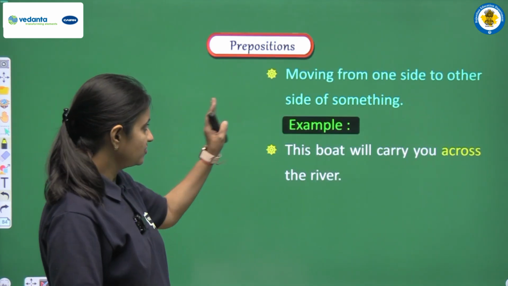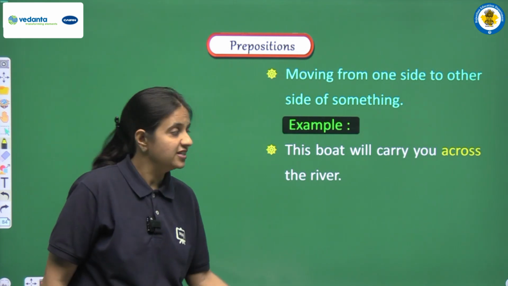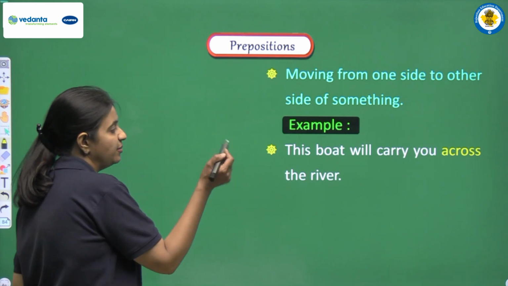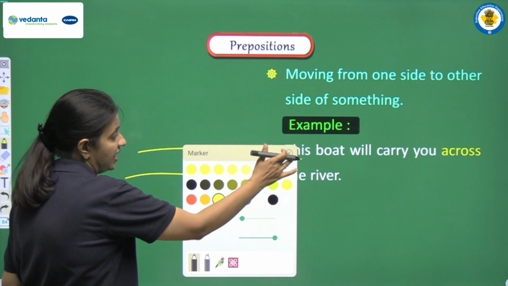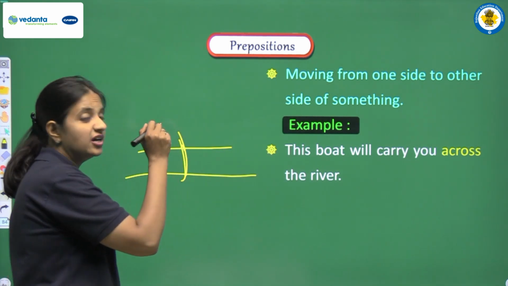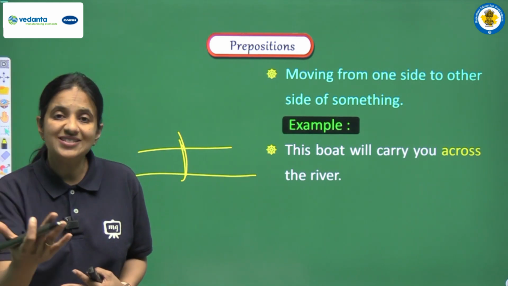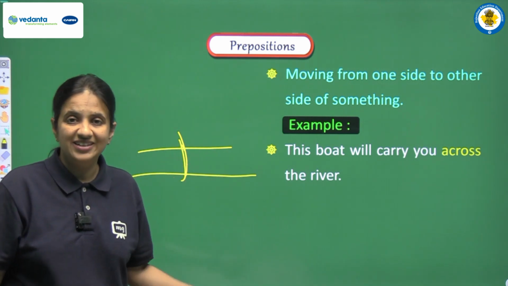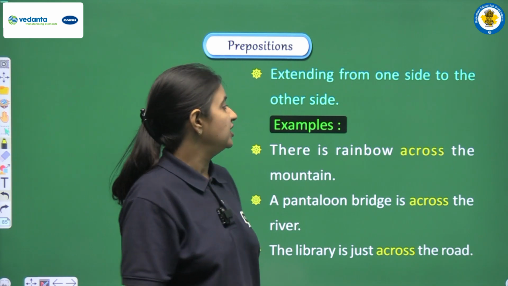Okay. Next, moving from one side to the other side of something. Let's see the example. This boat will carry you across the river. Same meaning we are having here. Suppose this is a river and we are having a boat on this side. We are saying that if you want to go to that side, if you want to cross the river, then you can use this boat, and this boat will carry you across the river. It means you will be able to cross the river. Okay. Next is, extending from one side to the other side.